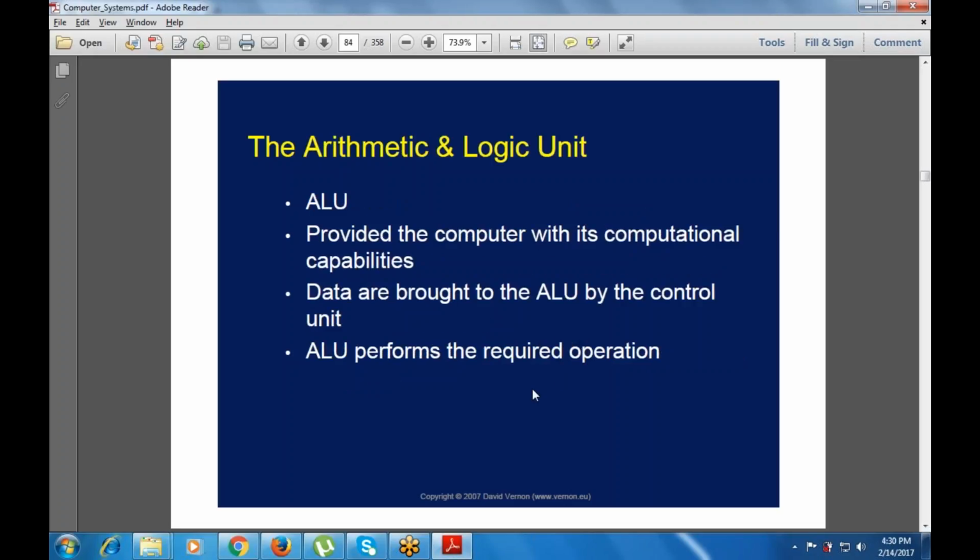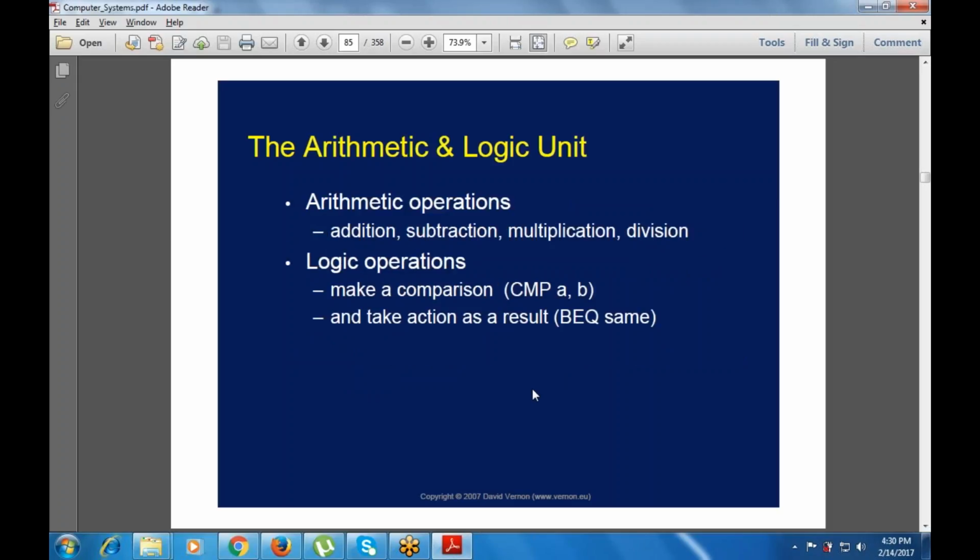Then the ALU provides the computer with its computational capabilities, and the data are brought to the ALU by the control unit. The ALU performs the required function. Arithmetic operations are addition, subtraction, multiplication, division. Logical operations make a comparison, this is CMP A, B, and take action as a result.